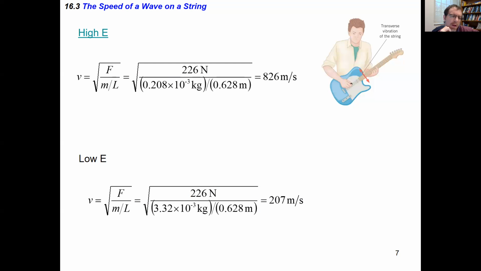You might have noticed that the high E is about 4 times the low E. As a matter of fact, if we'd been a little more careful about our numbers, we would have gotten exactly 4 times faster. This has to do with harmonics, and that's not something we're going to talk about in this particular video, but it's something we may talk about coming up.